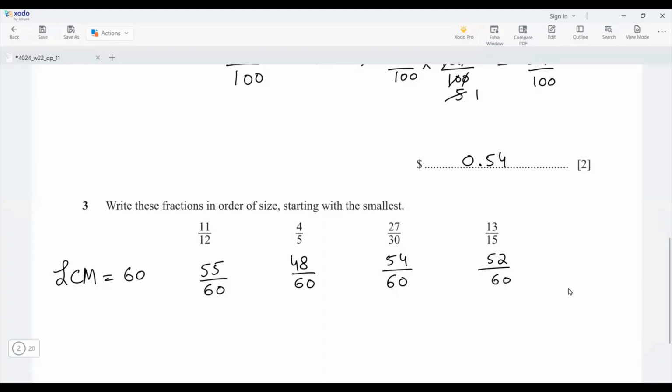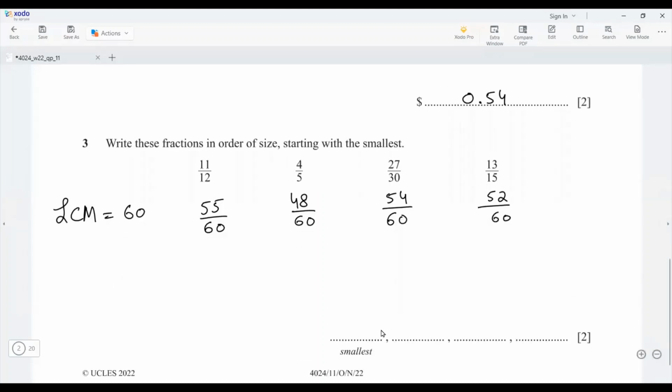So the question is asking that we have to write down the numbers from the smallest to the biggest. So which one is smallest? If the numerator is the smallest among all of the other numerators, we have to write down that fraction. You don't have to write down 48 by 60. Actually, the question is 4 by 5, not 48 by 60. So I have to write down the given number in the question. So 4 by 5 is giving the lesser equivalent fraction. So it will be written first.